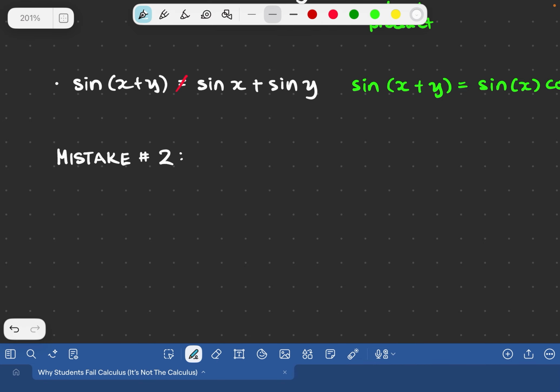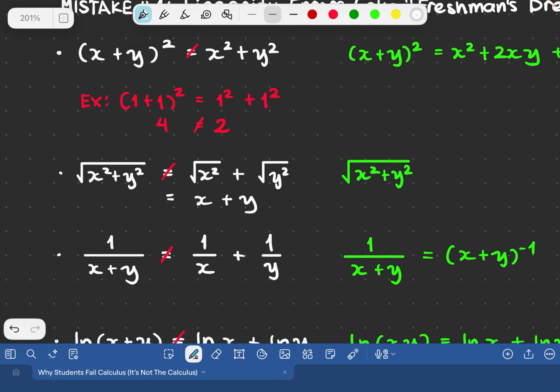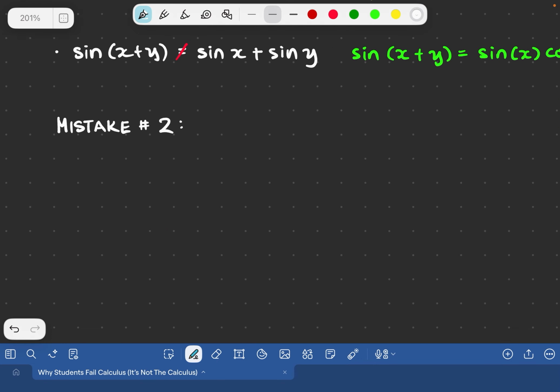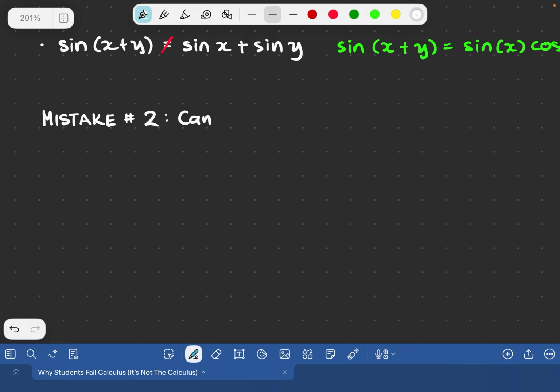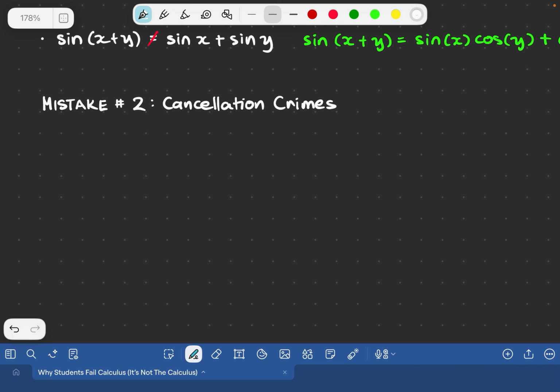For the second mistake, I call this one the cancellation crimes. This is absolutely a crime for me. You'll also see a crime on your paper if you do this, since that would be plenty of red marks. So kidding aside, let's have an example.